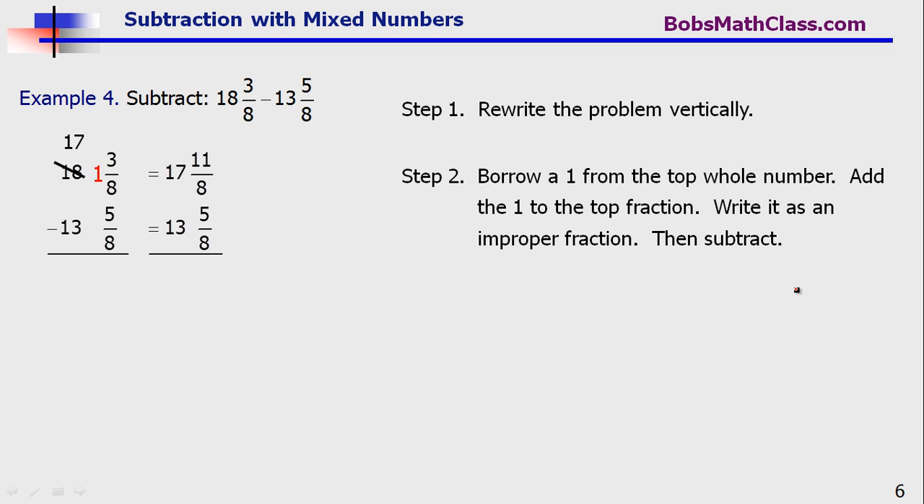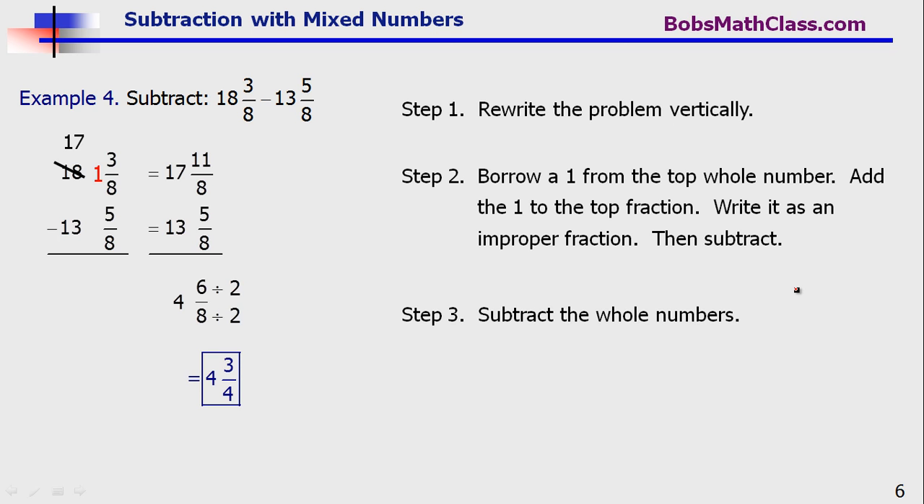Now we could subtract, right? 11 minus 5 is 6, so that gives us 6/8. And then we could subtract the whole numbers. 17 minus 13 is 4. Are we all done? Almost. You just have to reduce that fraction. I'm sure you didn't miss that, right? 2 goes into both those numbers. So 4 and 3/4.